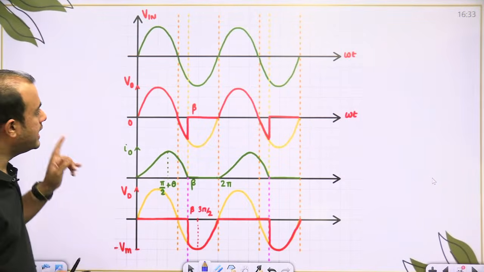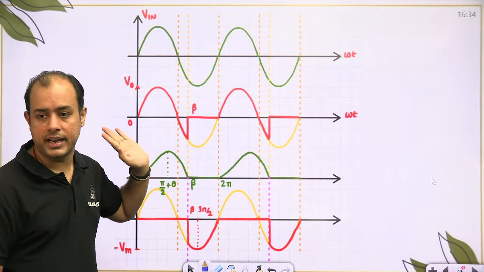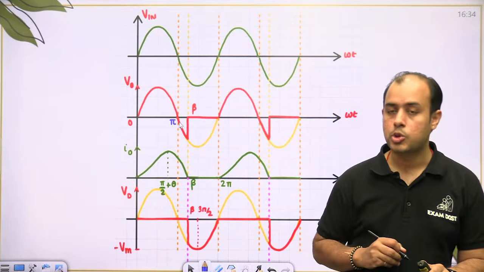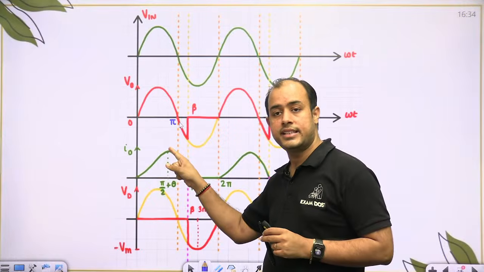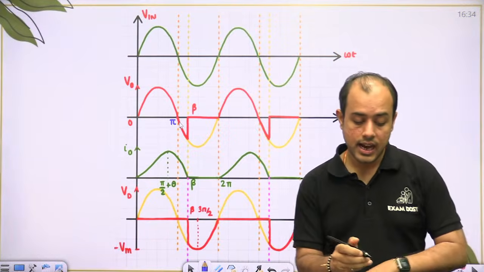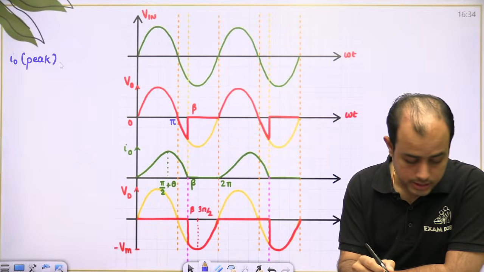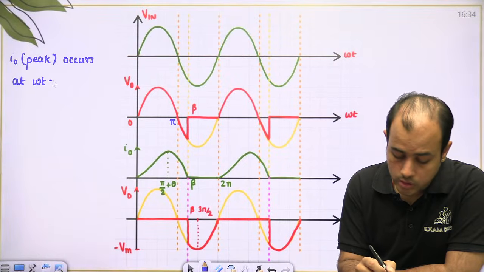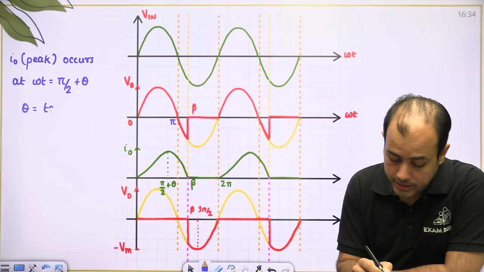So see, in case of RL load, if you see the waveform, it extends even after pi. So the waveform is extending after pi, okay, up to beta. So the current waveform, how is it? Current gradually increases, reaches a peak value, then decreases. The maximum of the current, I naught maximum, I naught peak, occurs at omega t equal to pi by 2 plus theta, where theta is tan inverse omega L by R.